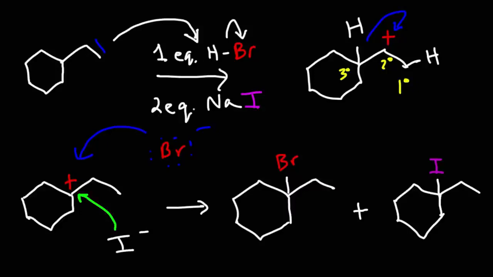The only way to answer that is to look at the concentration. The concentration of iodide is greater than the concentration of bromide, because in the beginning we were told that we have 2 equivalents of sodium iodide and only 1 equivalent of HBr. Therefore, based on concentration, this is going to be the major product, and this will be the minor product.